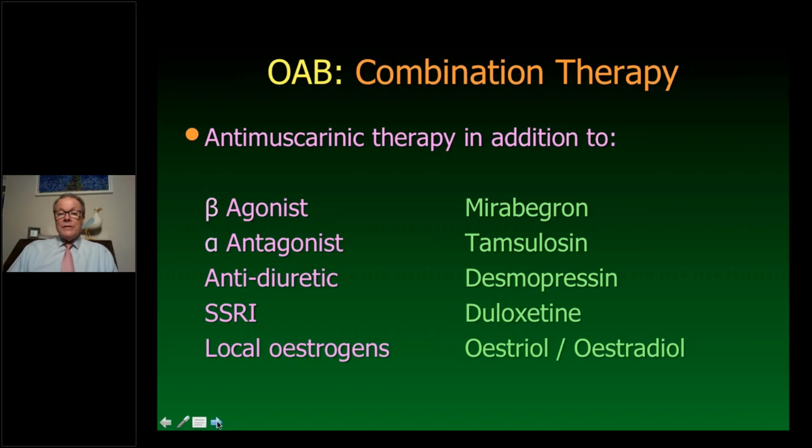If patients are particularly troubled with nocturia and perhaps nocturnal polyuria, we may consider adding in desmopressin. For those patients with mixed incontinence, we may think about adding in duloxetine, which is a balanced serotonin and noradrenaline reuptake inhibitor. And of course, in our postmenopausal women, we may consider using vaginal estrogens, and there's good evidence to show that they have a synergistic effect in treating overactive bladder.